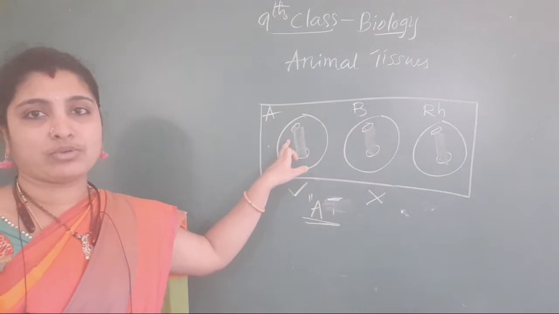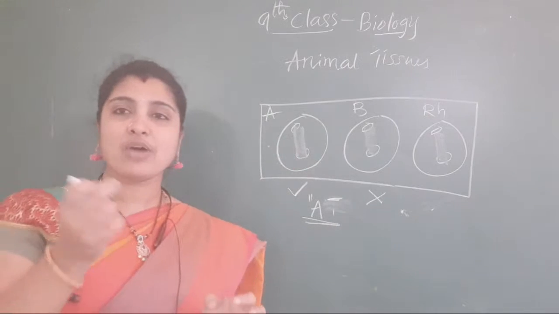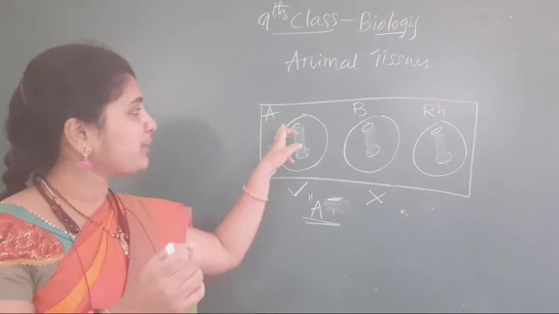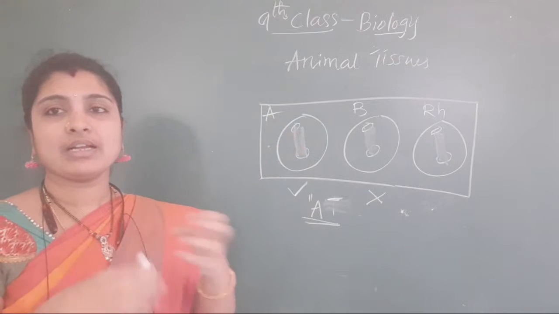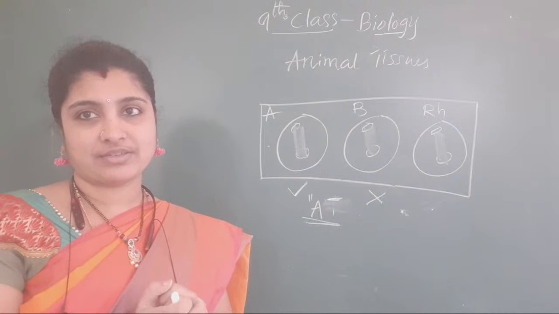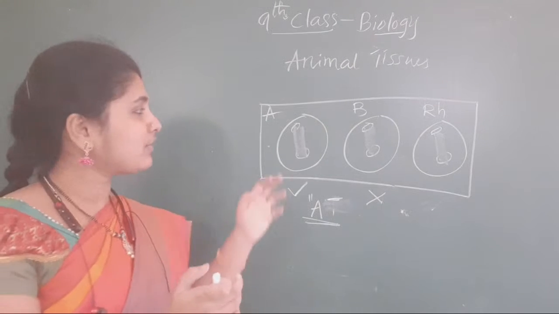What are clumps? Before mixing, blood is liquid in nature. After mixing with anti-A serum, what happens? It becomes hard in nature, a mass-like substance, like curd. That is known as clumps.